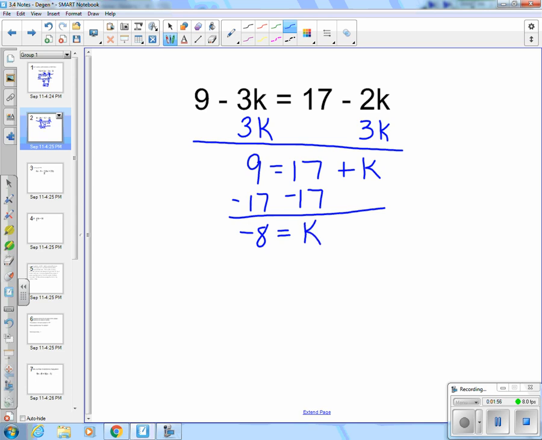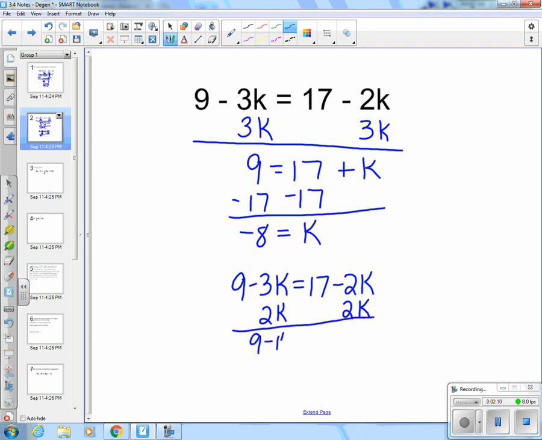Now, there is another way of doing this problem. If you do 9 minus 3k equals 17 minus 2k, and you add 2k to both sides, you will have 9 minus k equals 17. When you subtract the 9 on both sides, that gives you negative k equals 8. Now there's a negative 1 in front of your k. So you need to make sure and multiply by a negative on both sides or divide by a negative 1 on both sides. Either one works, so that you end up with k equals a negative 8.